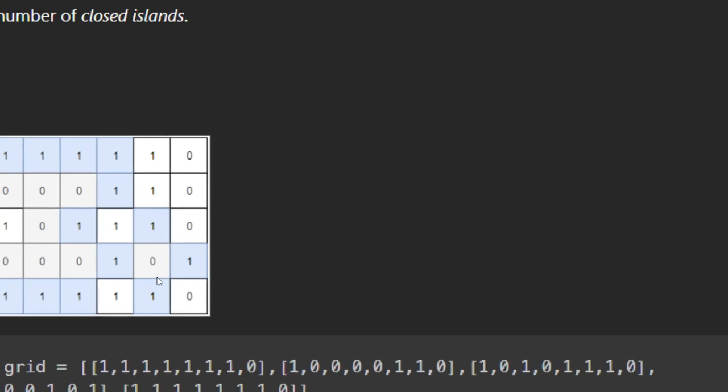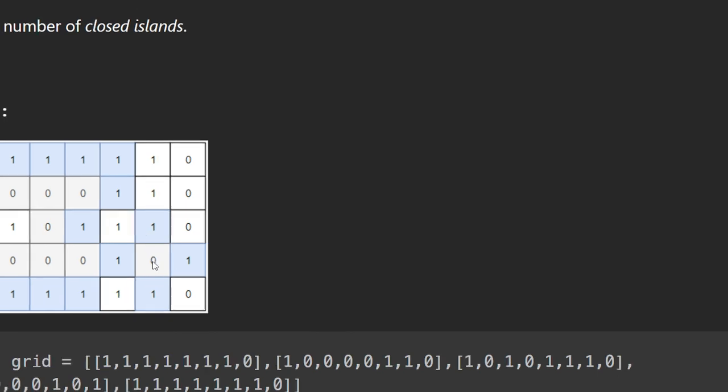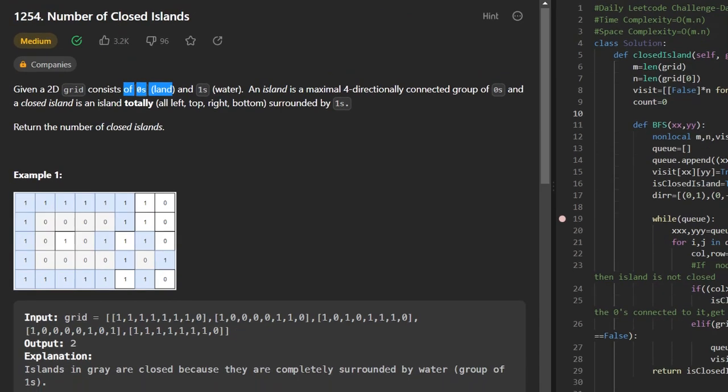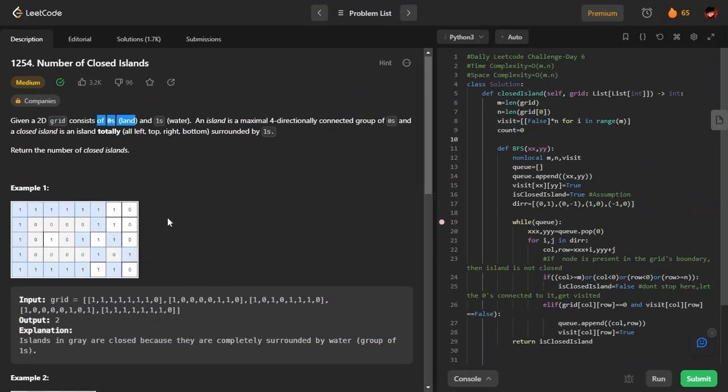We are considering only four directions for classifying a given land as a closed island. Okay, we are not considering the eight directions. Eight directions will come in some other problem, but in this problem we are considering only the four directions. Make this question very clear, because initially many of them have a doubt about how to understand this question. If you have a land and its top, bottom, right and left are surrounded with water, then it's classified as a closed island. That is the basic definition of it.